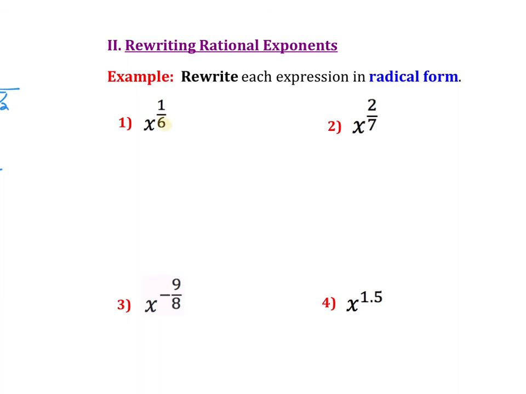Just as a reminder, your denominator will always determine the index on the radical. The numerator will be the exponent on the outside. So x to the 1/6th power is the 6th root of x raised to the first, where my index was a 6 and the exponent was that 1. X to the 2/7 would be the 7th root of x squared.